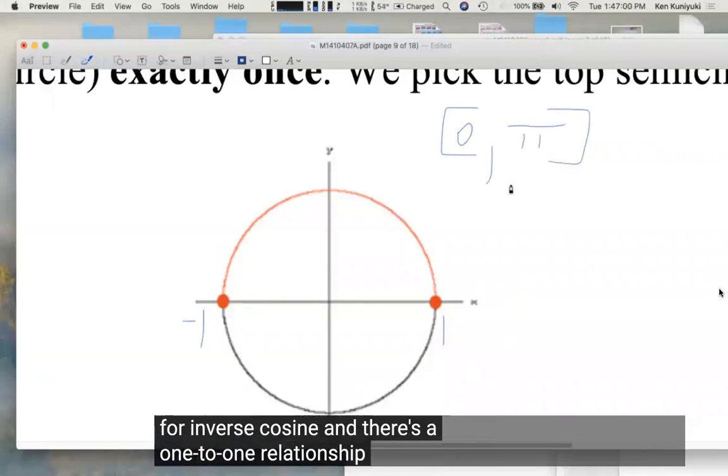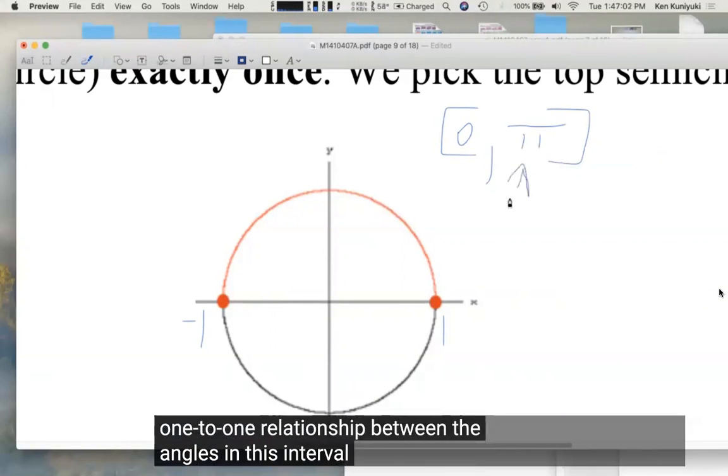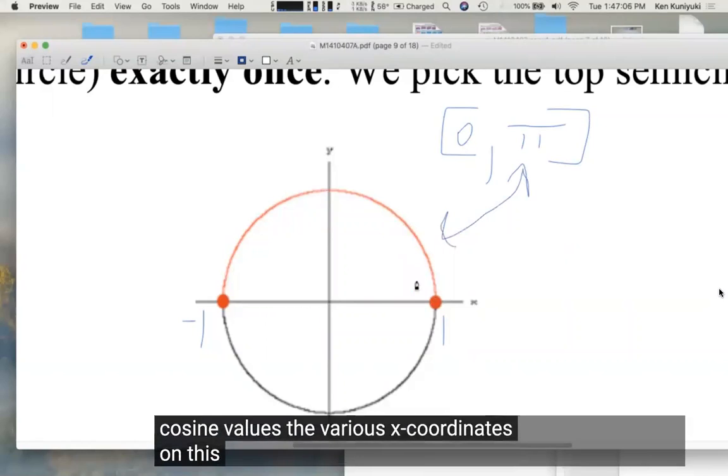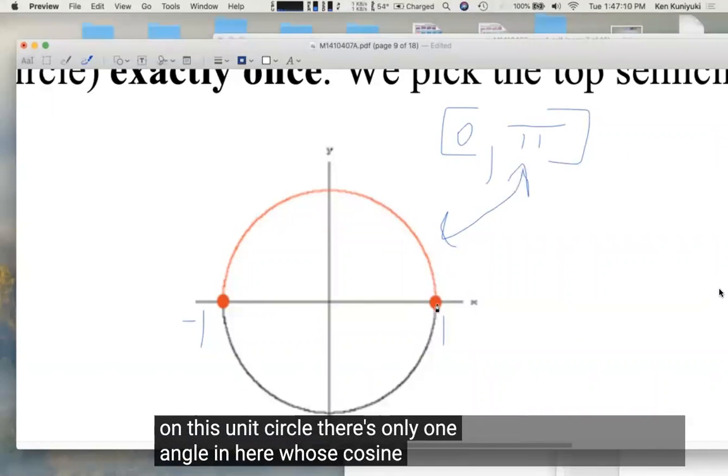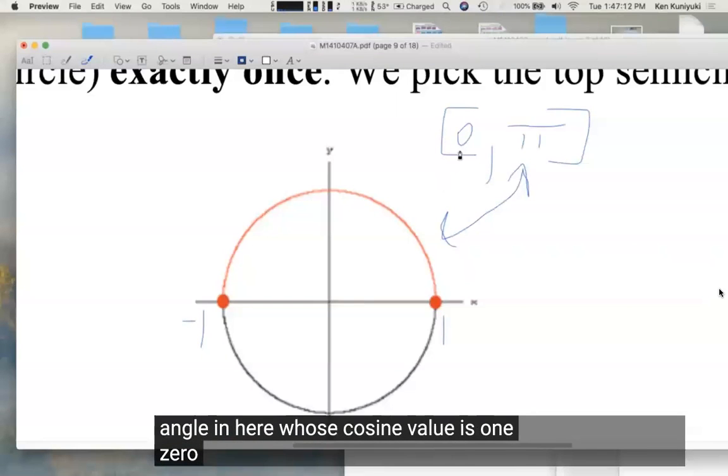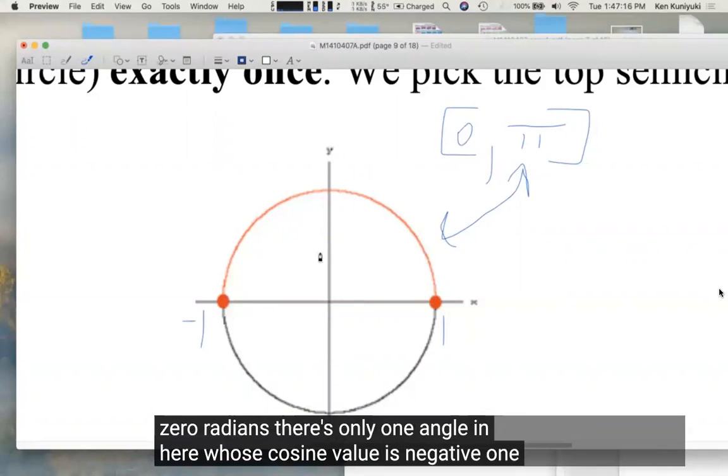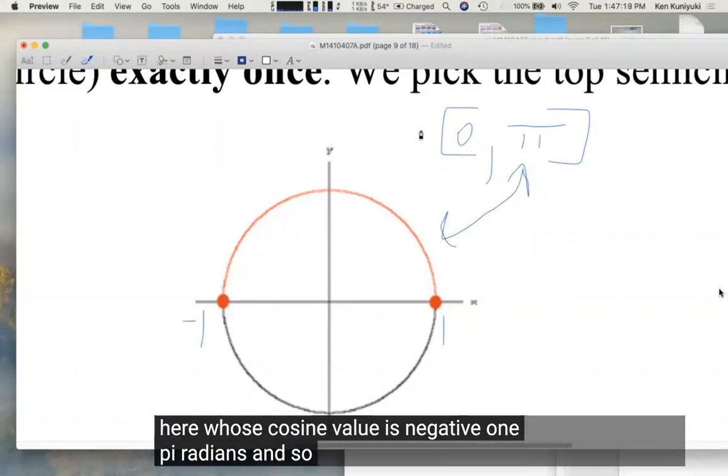And there's a one-to-one relationship between the angles in this interval and the various cosine values, the various x-coordinates on this unit circle. There's only one angle in here whose cosine value is 1, 0 radians. There's only one angle in here whose cosine value is -1, pi radians, and so forth.